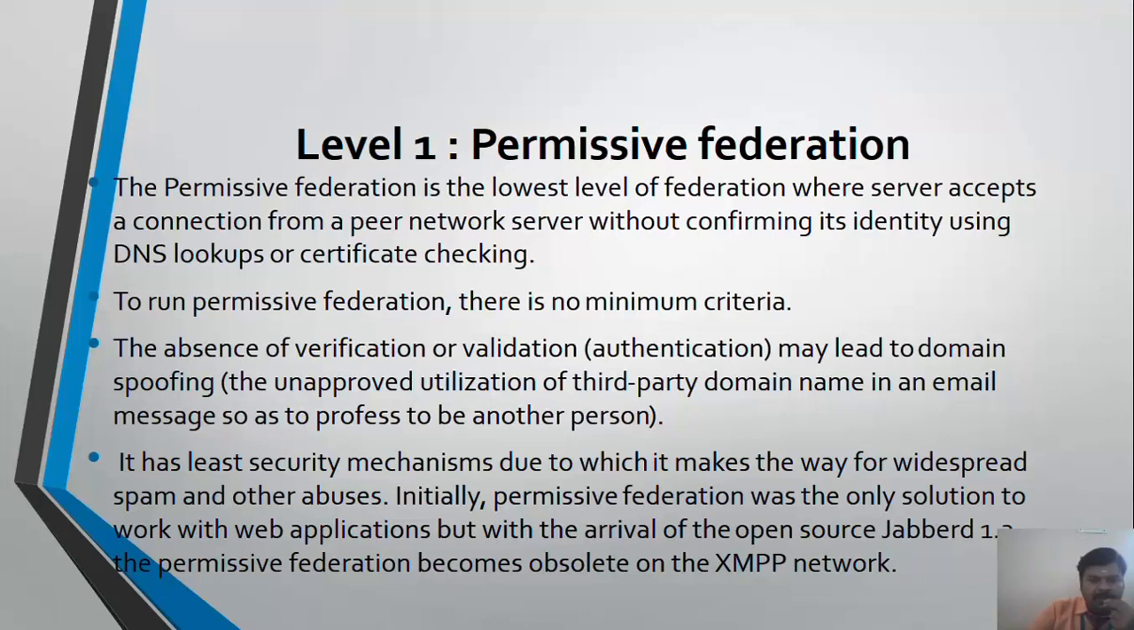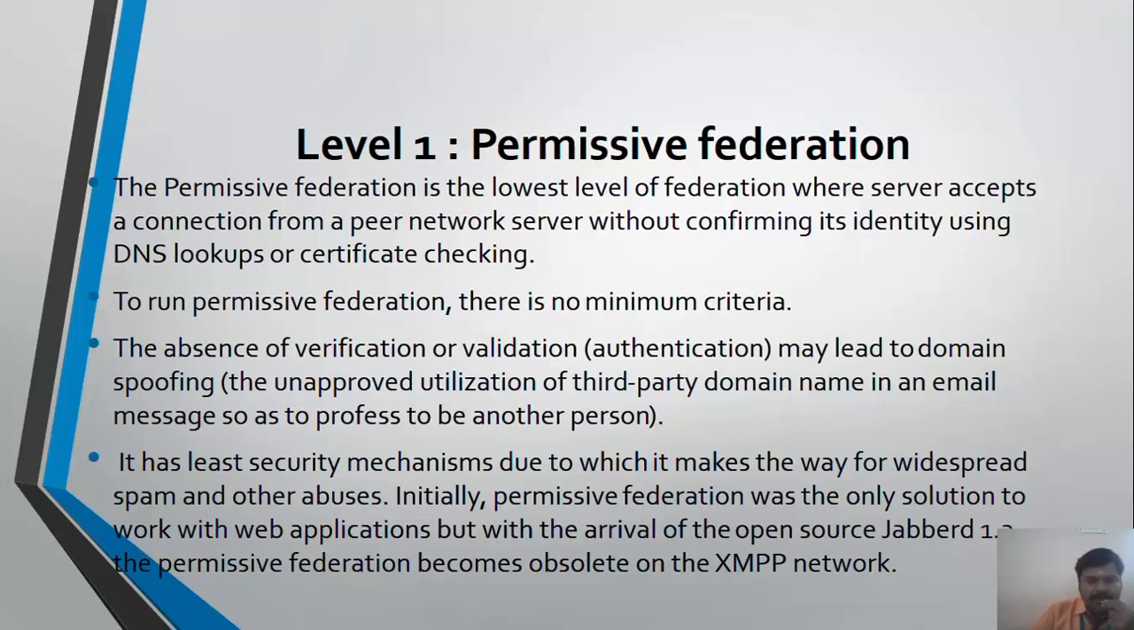It is the lowest level of federation, where a server accepts a connection from a peer network server without confirming its identity using DNS lookups or certificate checking. To run permissive federation, there is no minimum criteria. The absence of verification or validation may lead to domain spoofing, that is, the unapproved utilization of a third-party domain name in any email message so as to pose as another person.